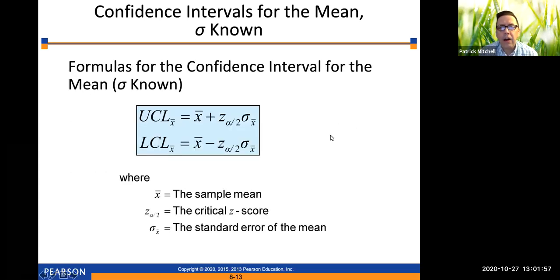So the way to calculate these limits, you see right here, you start with your sample mean, x bar. To calculate your upper confidence limit, you add z sub alpha over 2 times the standard error of the mean. And we'll talk a lot more about z sub alpha over 2 here in a second. That's called the critical z-score. To calculate the lower confidence limit, you just subtract the same amount from the sample mean. So that would be x bar minus z sub alpha over 2 times the standard error of the mean.